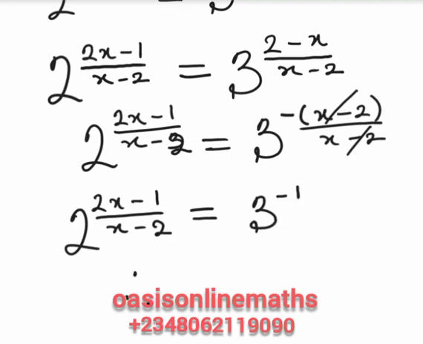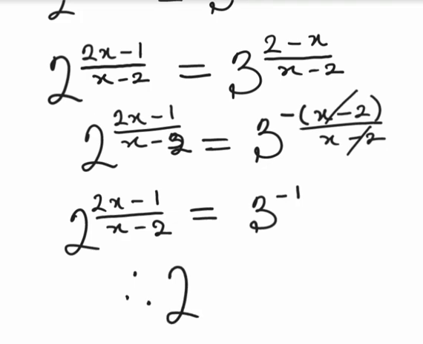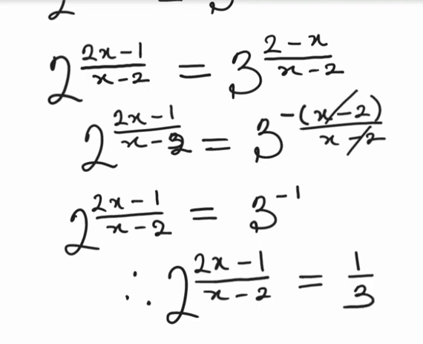Therefore, to write it in a very simple way, we have 2 raised to the power of (2x minus 1) all over (x minus 2) is now equal to 1 over 3. This is our final answer.